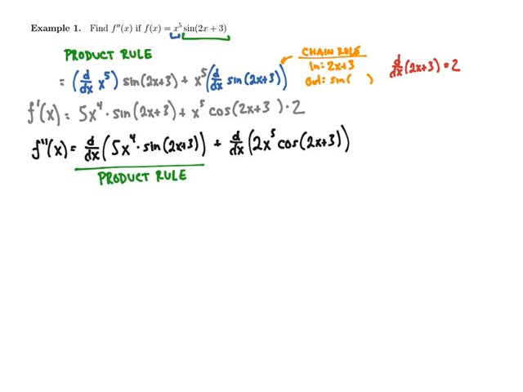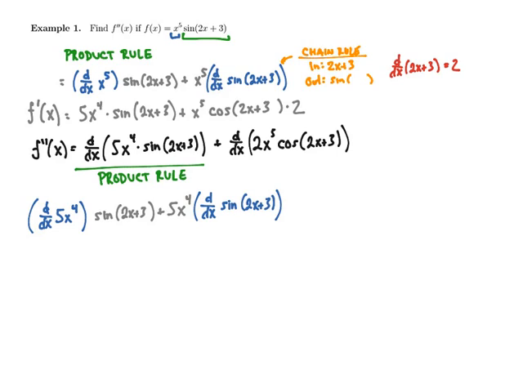So let's do one at a time. The first one is going to be the derivative of the first function, 5x to the fourth, times the sine of 2x plus 3, plus the 5x to the fourth, times the derivative of sine of 2x plus 3, which we already did previously. So we can skip some steps here. We'll do the second one in a little bit.